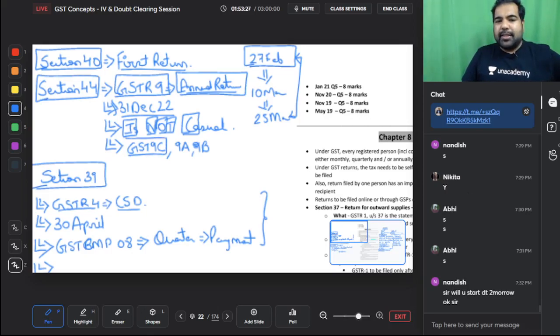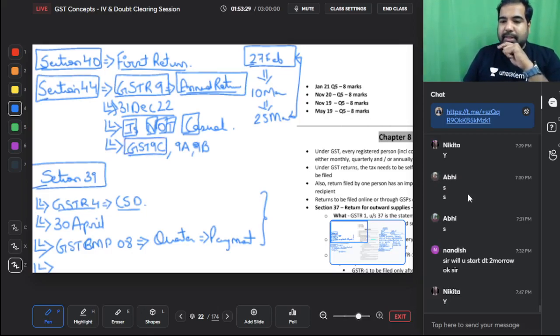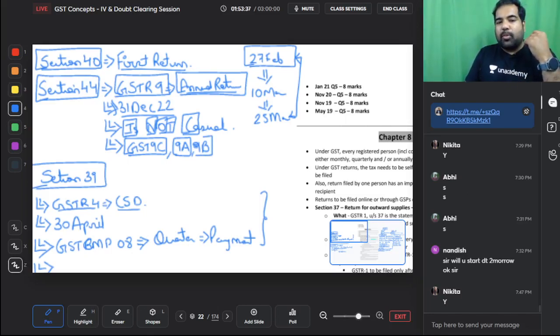GSTR 9C is a reconciliation or audit by a CA. C is for CA. 9A is Aram. People who do Aram are composition scheme dealers, so they will file the annual return in 9A. And e-commerce operators are big, Amazon, Flipkart, etc. So 9B, if you can remember. Otherwise, GSTR 9 is okay for the annual return.